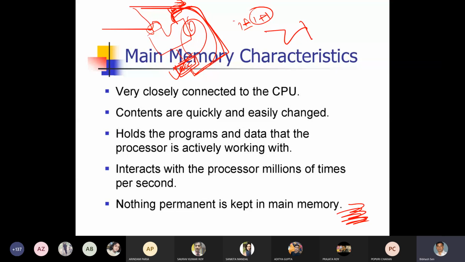Am I audible? Yes, sir. Now you're audible. Okay, so it is audible to all of you. So finally, the slide is visible to you. Yes, sir.